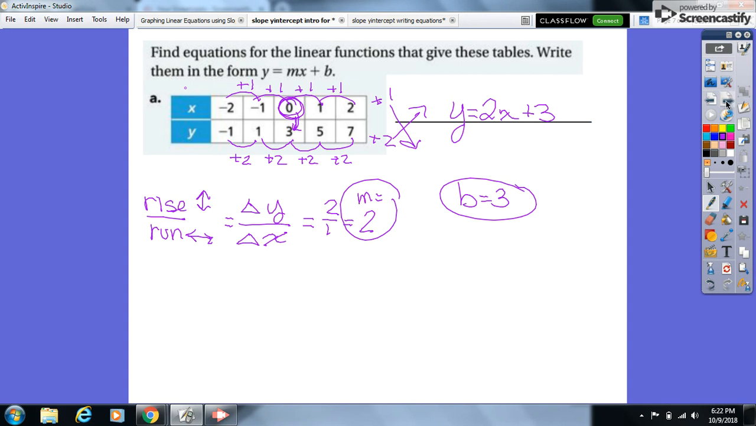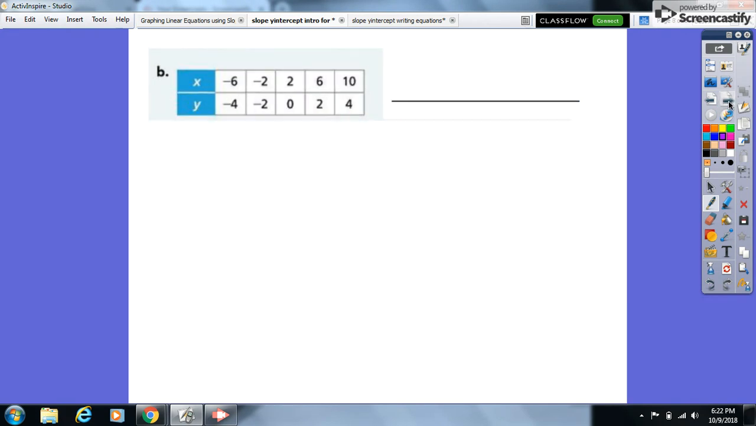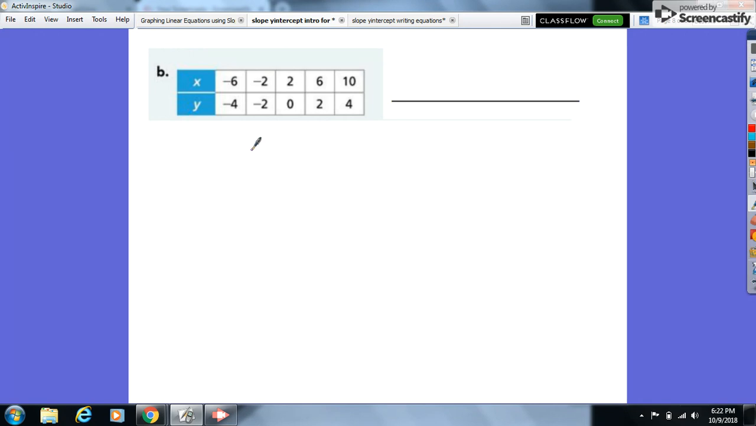Let's do one more. Here's my next example. Again, no graph. So I'm going to look for the change. How are these numbers in each row changing? Well, in my x values, -6 to -2, -2 to +2 to 6 to 10, it's adding 4 each time. So my change in x is +4.